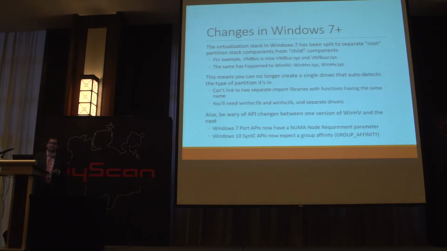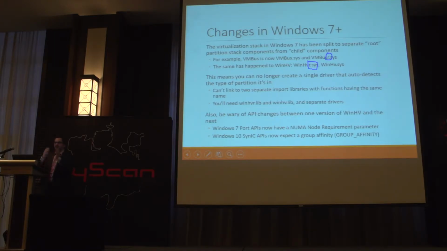Now, you have to be careful also because some of those headers come from Windows Vista. And in Windows 7, there's been some changes. One big change is that you no longer have a VMBus driver and a WinHV driver. You now have vmbus.sys and vmbusr.sys, and you have winhv.sys and winhvr.sys. So the ones with the R are the ones you're supposed to use on the root partition, R for root. The ones without an R are the ones you use on a child.